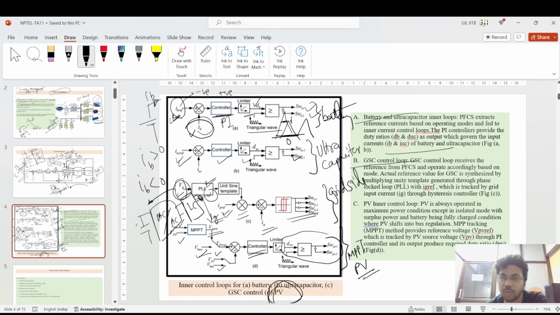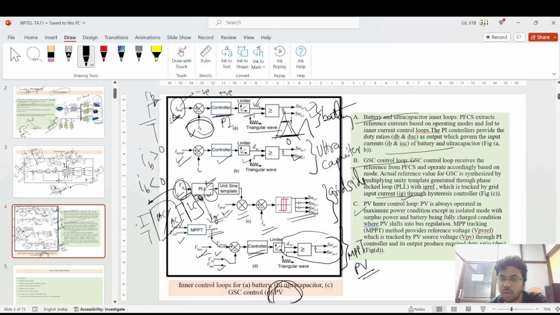And the second is the grid control loop. Grid control is being used for the synchronization of the current signal. Second, synchronization of the voltage signal, because the voltage which is generated from the inverter itself should be the same as the grid for synchronization. It is being tracked with respect to the IG.